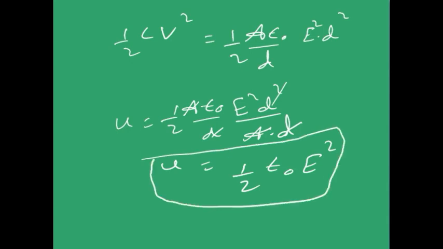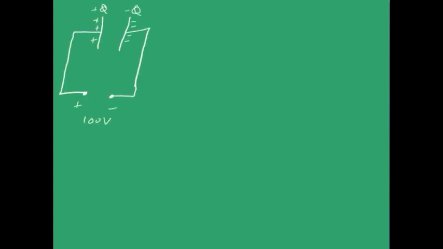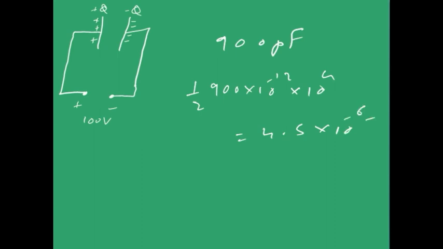Now let's try to do a small problem. You have a 900 picofarad capacitor which is charged by a 100-volt battery, and I have to find the electrostatic energy stored in the capacitor, which would be half CV square as I explained before, and put the value of C as 900 into 10 power minus 12, and V square will be 10 power 4. This will give you the answer as 4.5 into 10 power minus 6 joules.